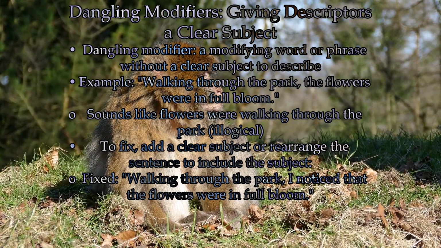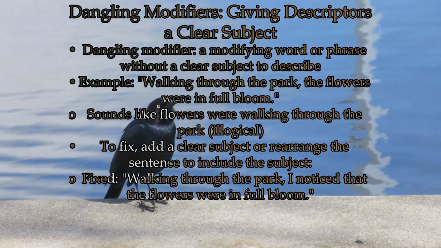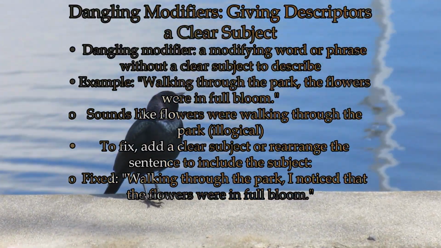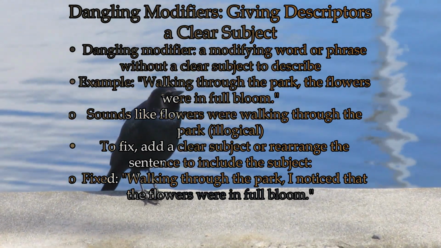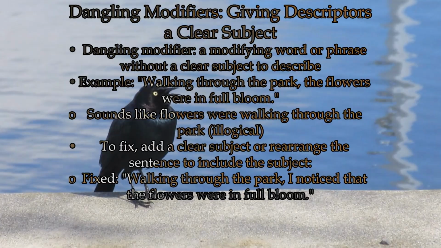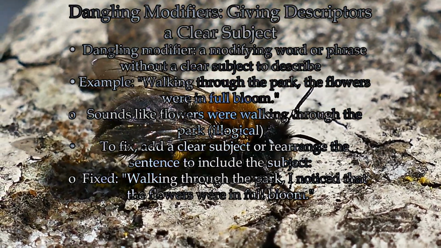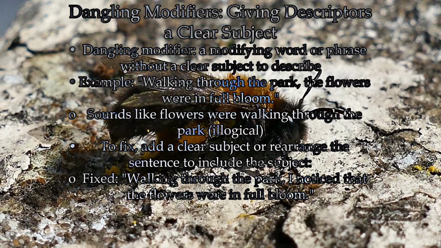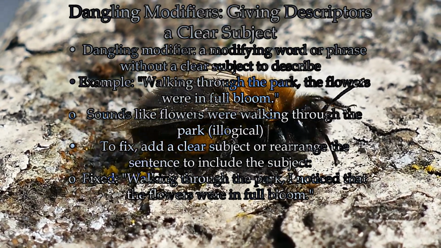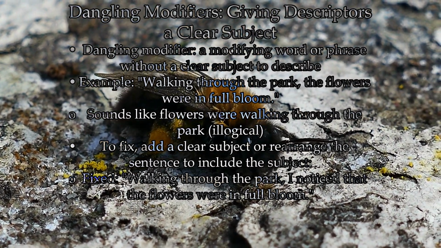Part 5. Dangling Modifiers. Giving descriptors a clear subject. Imagine you're at a magic show, and the magician says, "After pulling a rabbit out of the hat, the audience was amazed." You might wonder, did the audience pull the rabbit out of the hat? This confusion stems from a dangling modifier, a modifying word or phrase that doesn't have a clear subject to describe in the sentence.